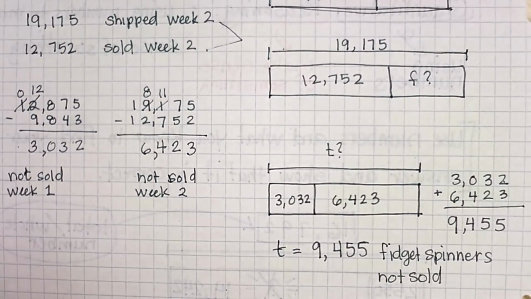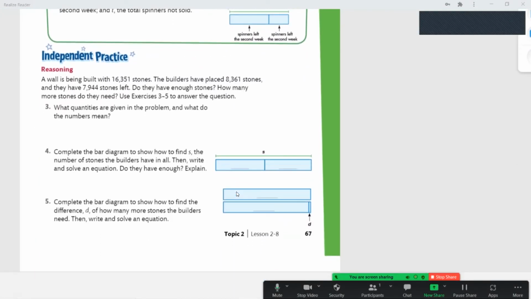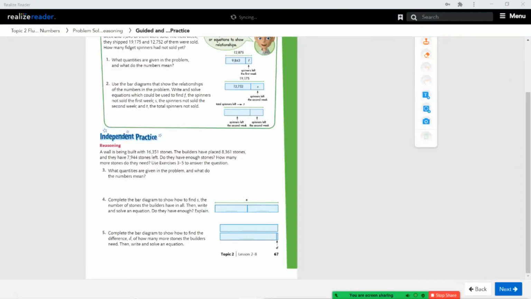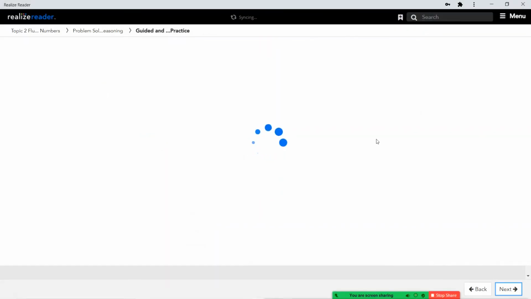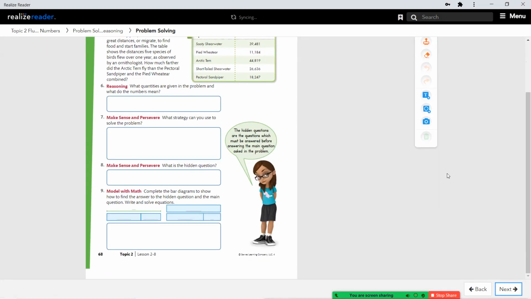So that takes us through our guided practice for this lesson. Please make sure that you are also working on all of your independent practice. So we completed the top portion. Complete 3, 4, and 5 on this page, and then the remaining questions for your independent practice and problem solving on your second page. So make sure you make it all the way through number 9.